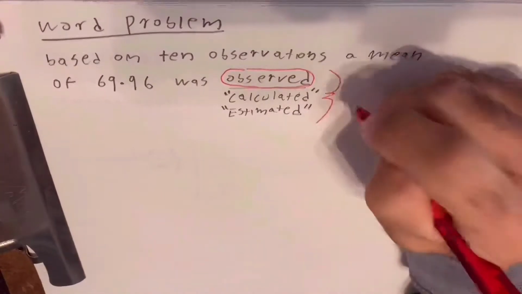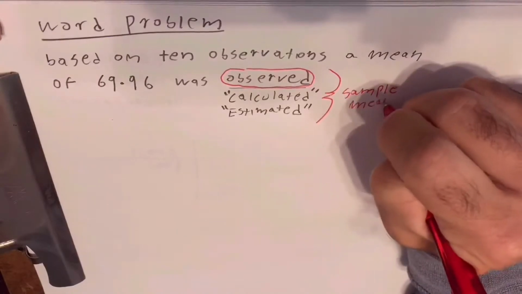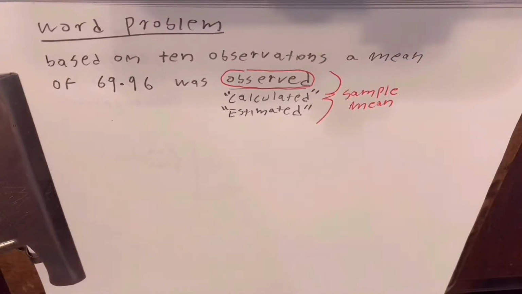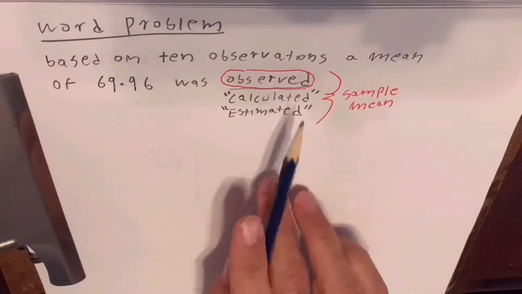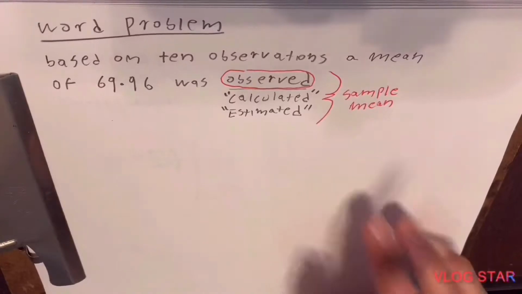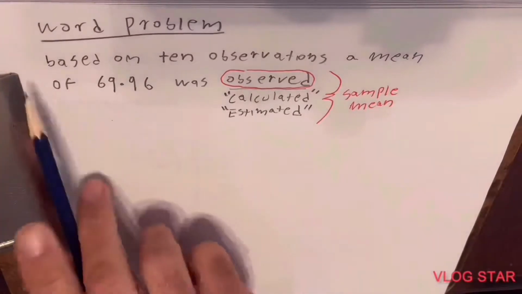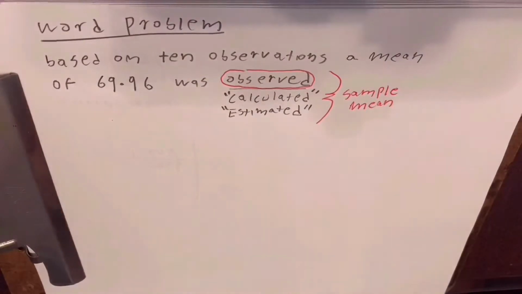Now, what else would it be? You could say, well, could it be the population mean? Well, no, because you wouldn't estimate a confidence interval if you knew the population mean. That would be a waste of time, energy, money, effort, right? So these are examples of an estimation process, of an observation process. And with the sample mean, it's pretty easy. So based on 10 observations, a mean of, say, 69.96 was observed.